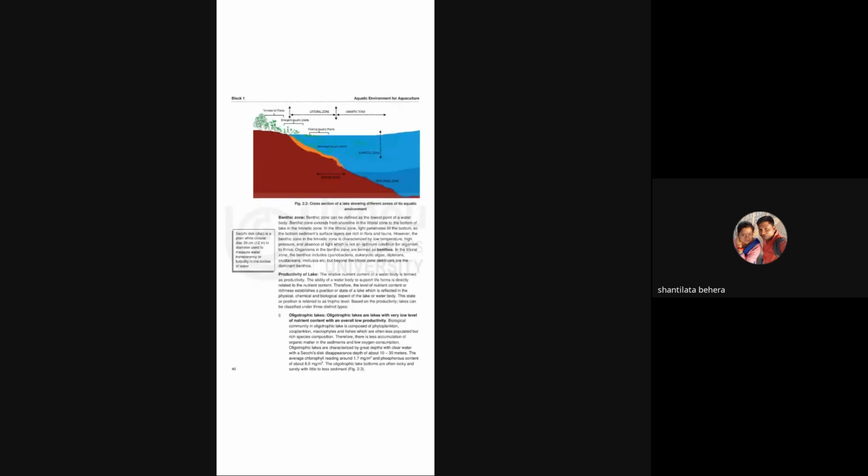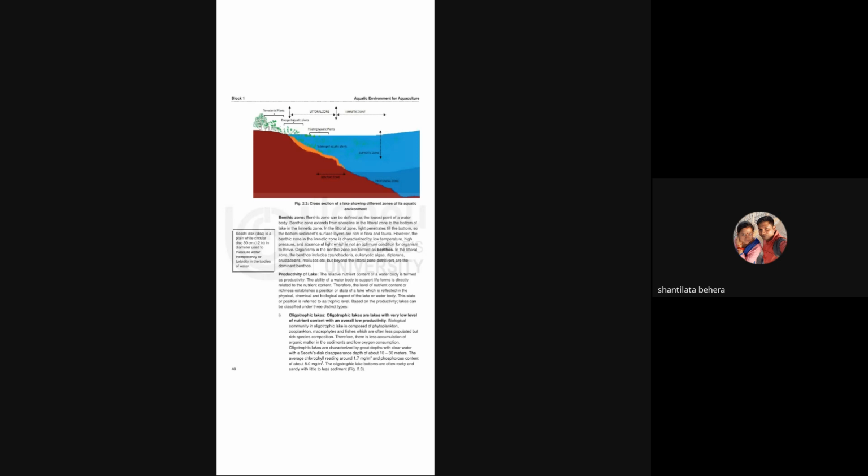So there no organism can grow, no plant, no animal can grow there. Because there is no light. If there is no light, organisms cannot grow there. So, these lakes have two zones, littoral zone and limnetic zone. See here the diagram, cross section of lake showing different zones. See how the whole bottom is, profundal zone is the lowest part where light cannot penetrate.